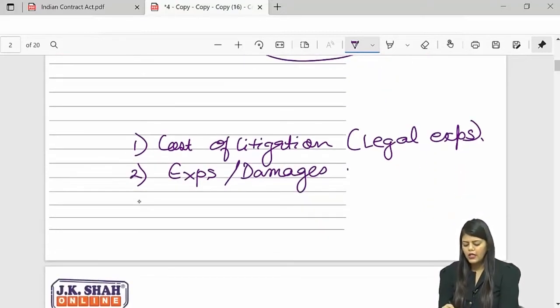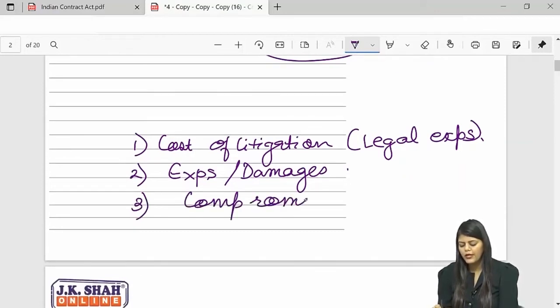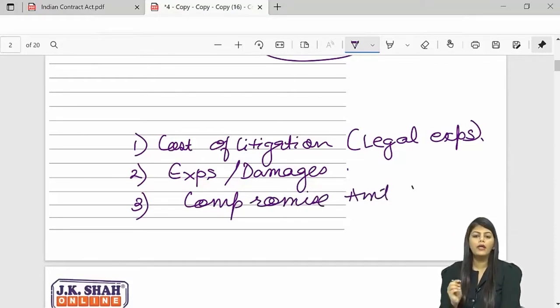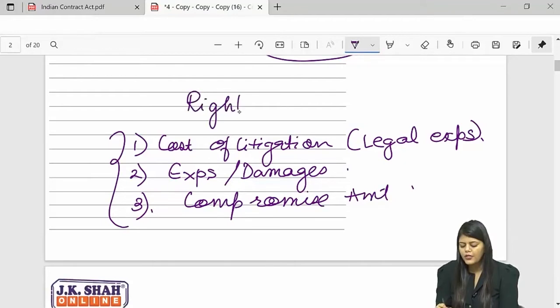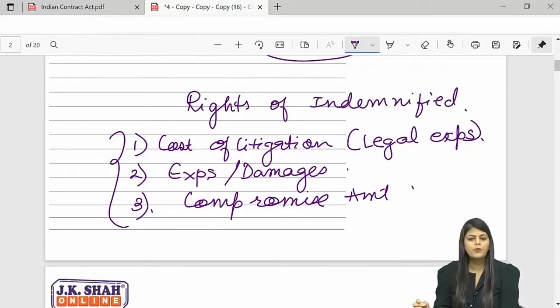Or let's say there is a compromise and B had to pay some amount in compromise, or B had to let go something in compromise, then that amount he can recover from A. So these three expenses is what B can recover from A. So these are the rights of indemnified. Indemnified can recover these three expenses.